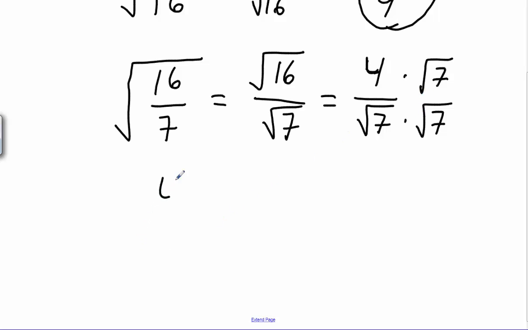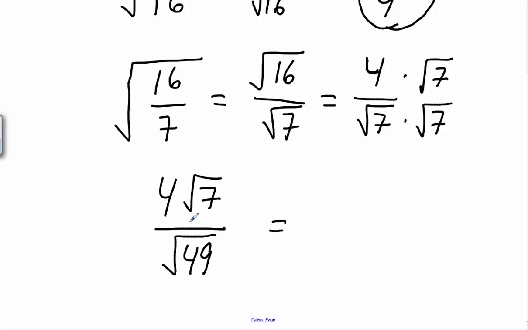So the numerator now becomes 4 square root of 7 over square root of 7 times square root of 7, which becomes square root of 49. Now to simplify, the numerator doesn't get simplified, it stays 4 square root of 7. Denominator, square root of 49 is 7. Okay. Now there's a little trick that you can skip a step.